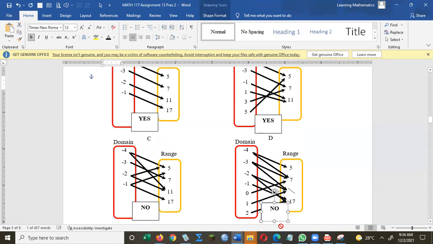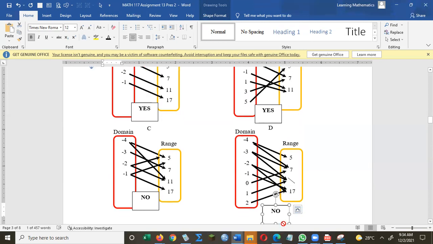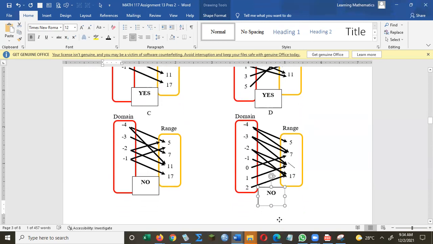What about this one there? Is this one a function? Take a good look at it. Check out the domains, see how many ranges they go into. If they go into more than one range, no function. Anybody, is this one a function? Exactly. This cannot be a function.